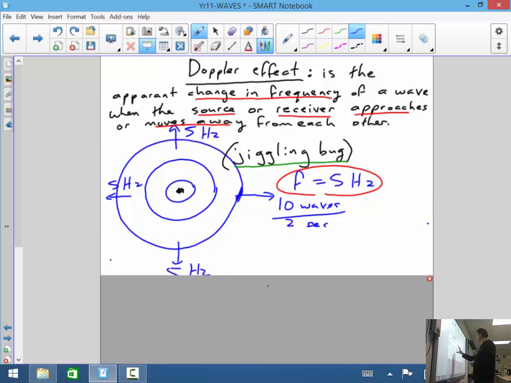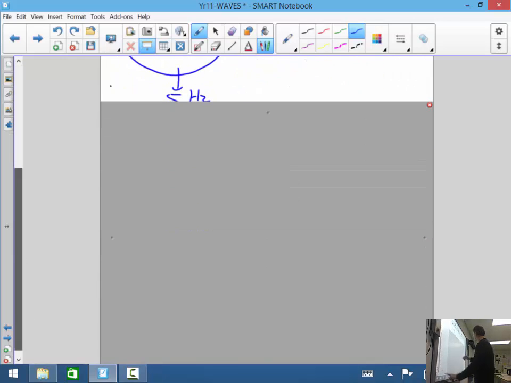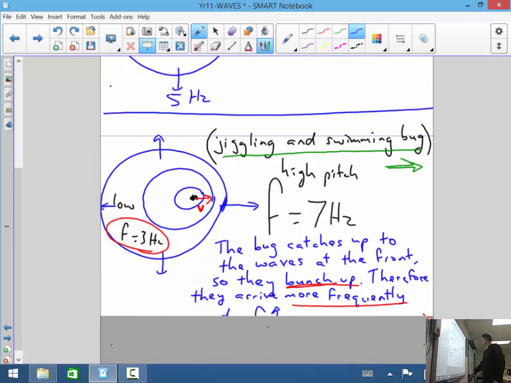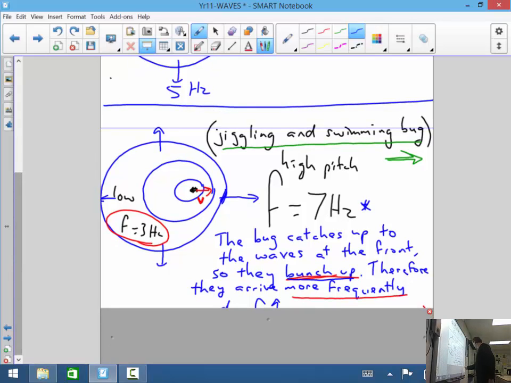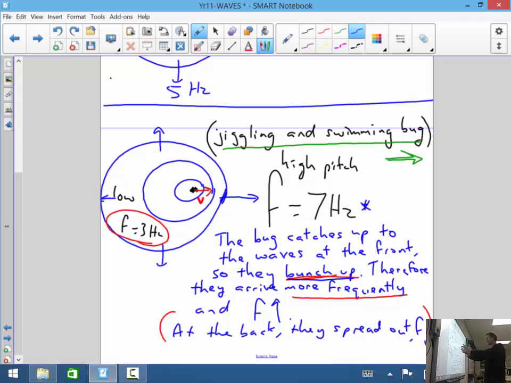So if it's stationary, the frequency stays the same, but in the case where it's moving towards you, you're going to get a higher frequency at the front, where the waves catch up to each other, they bunch up, and they're going to arrive more frequently, so a higher frequency. And at the back, we're going to get waves that are sort of spread out, and the frequency is going to drop lower. So you get that high-pitched note drop into a low-pitched note.